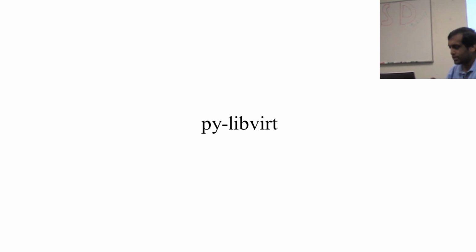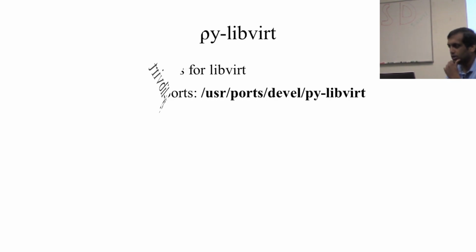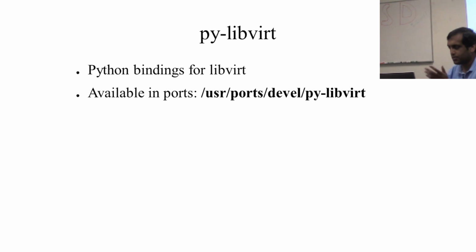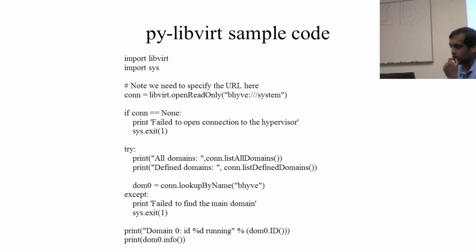So here's one example. There's a thing called py-libvirt. I'm more of a Python person, but if you like Ruby or whatever, there are bindings for libvirt. And luckily this stuff is in ports: usr/ports/devel/py-libvirt. You can install this by building the port or installing it by packages, and it just works. So then here's some Python code.